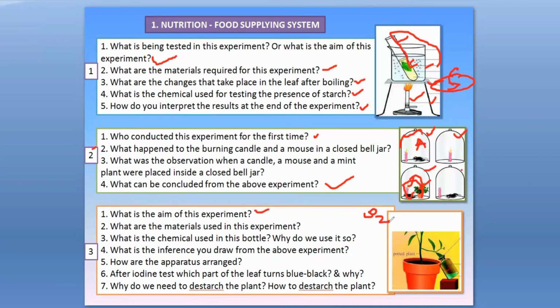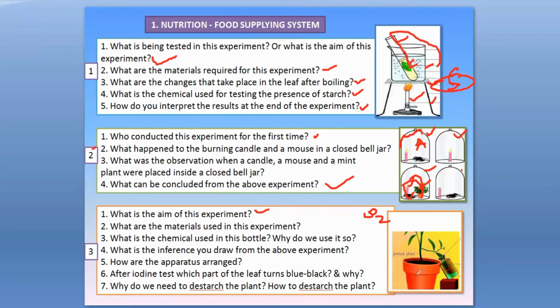So what is the aim of this experiment? How can we prove that CO2 is essential for photosynthesis? What are the materials used in this experiment?